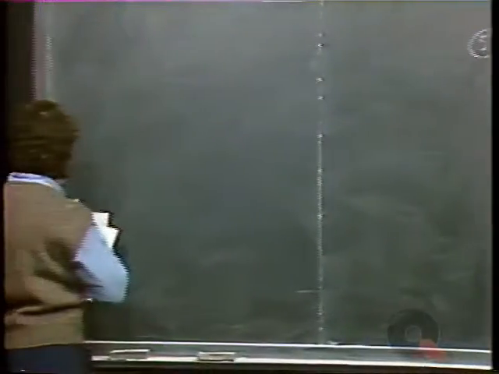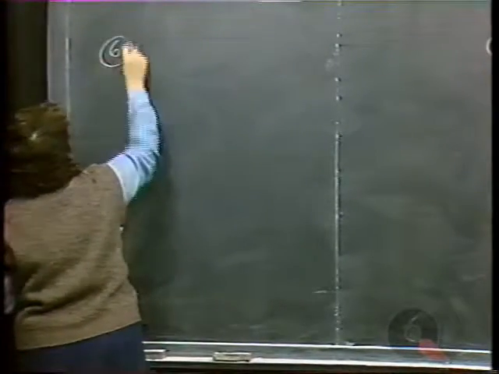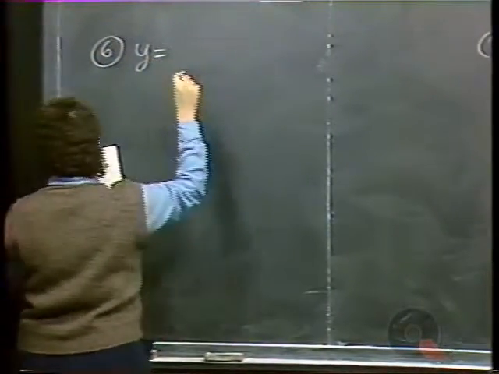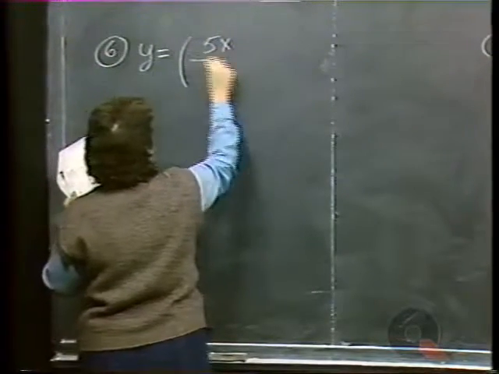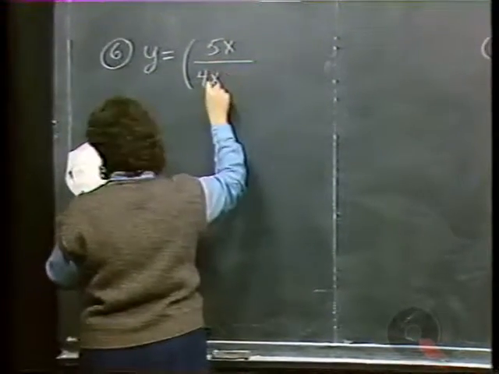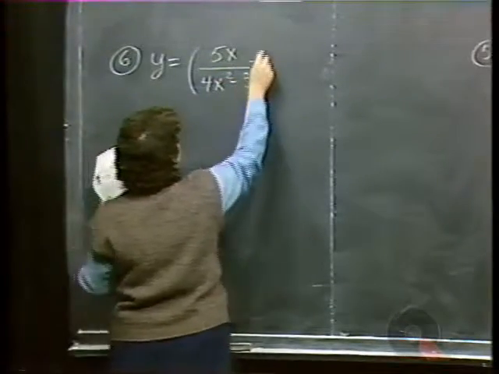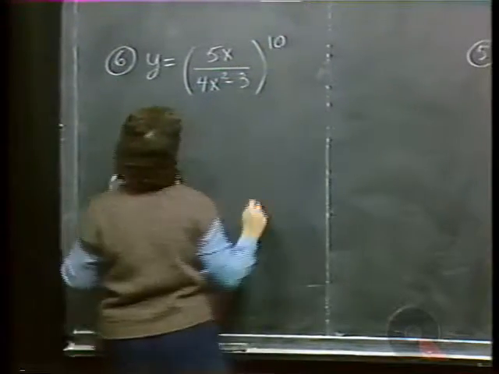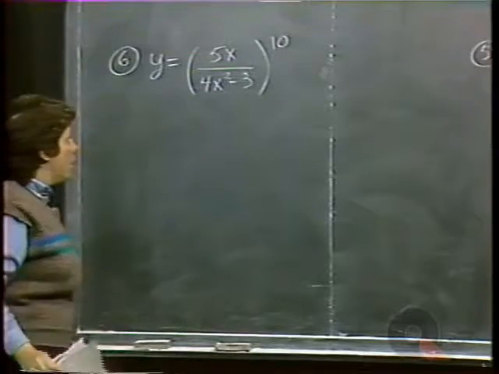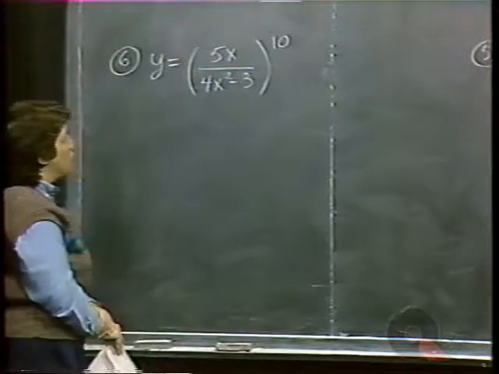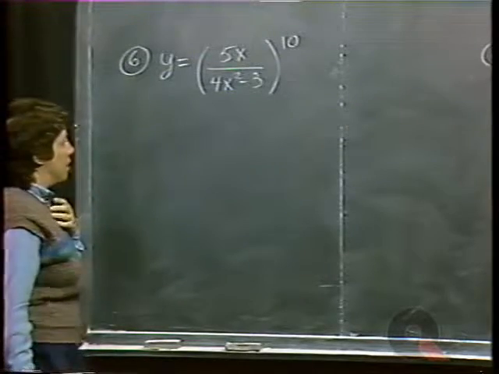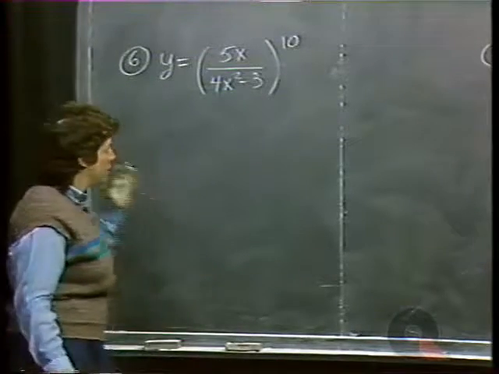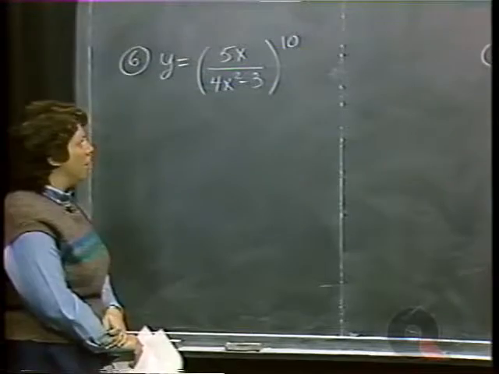For our next example, let's try the following. Y equals 5x over 4x squared minus 3, all raised to the 10th power. Once again, in order to get started, we're going to have to decide which of the 4 rules should be used. And as I said, later on, we're going to have more rules. So let's get these 4 straightened out.